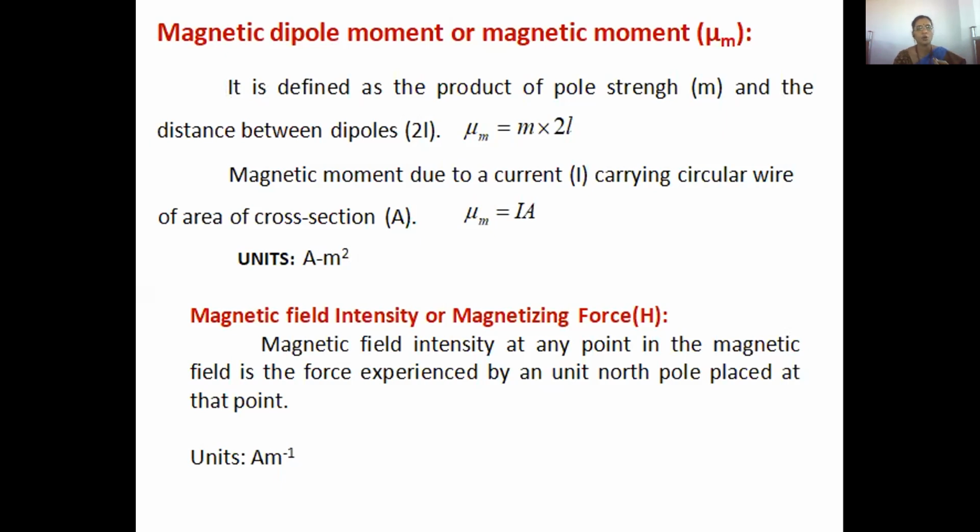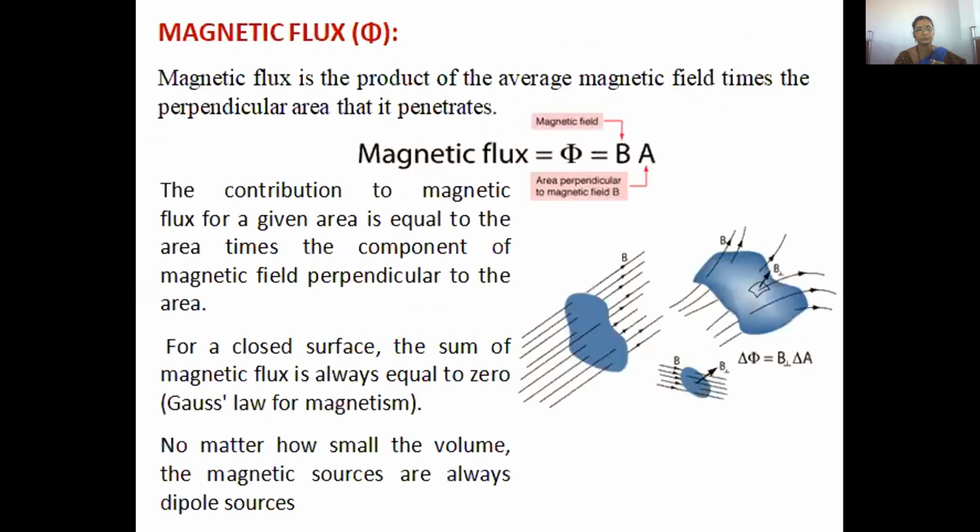Magnetic field intensity or magnetizing force H. Magnetic field intensity at any point in the magnetic field is the force experienced by a unit north pole placed at that point. Units: ampere per meter.